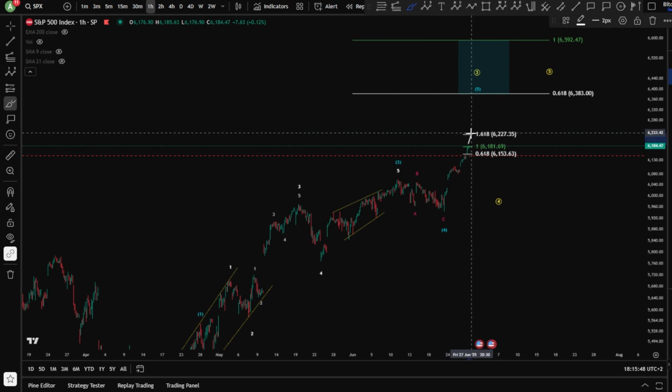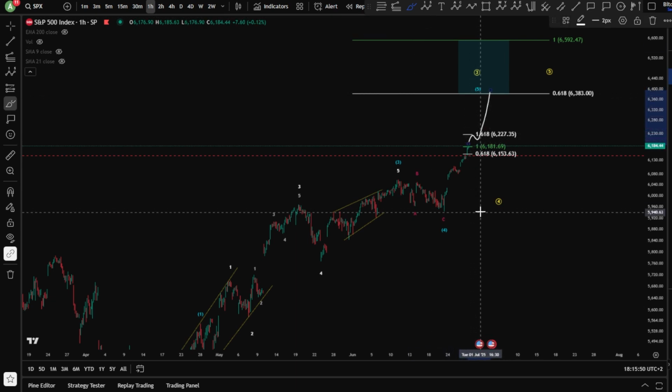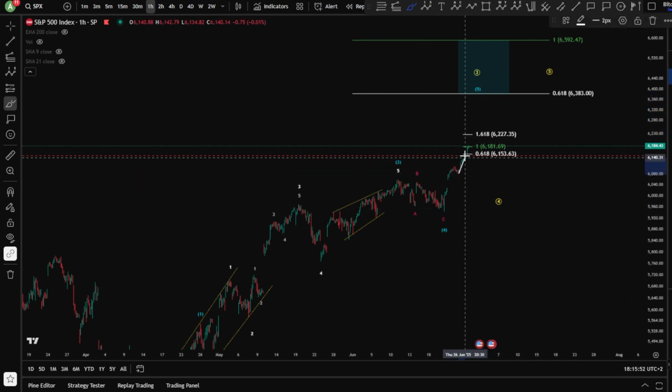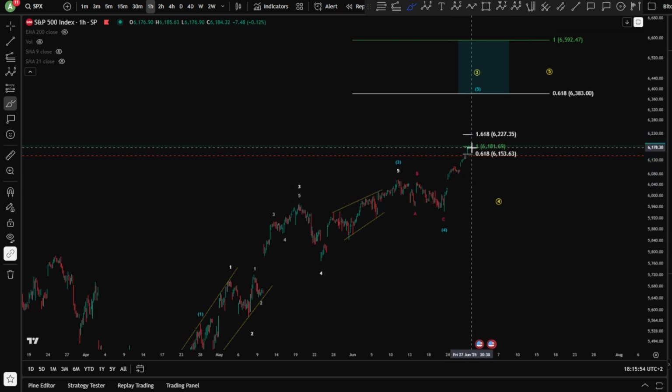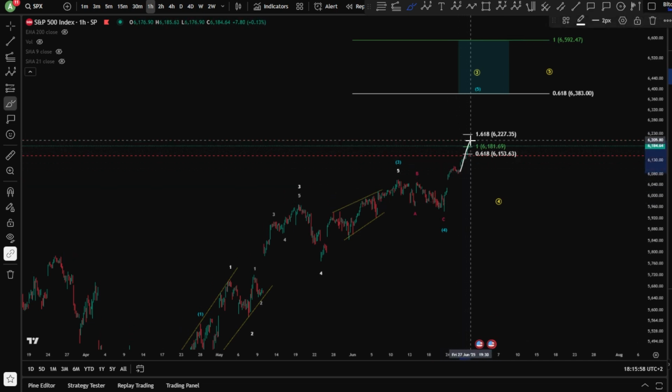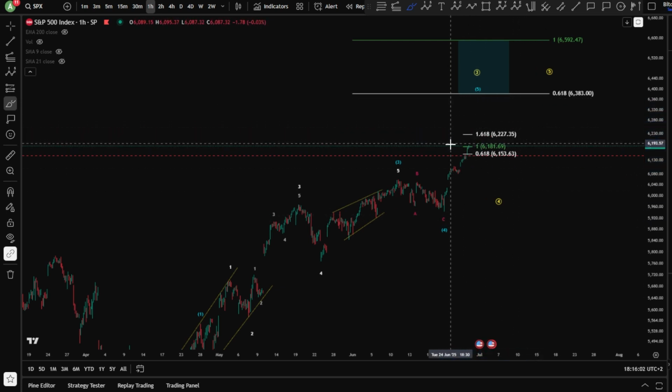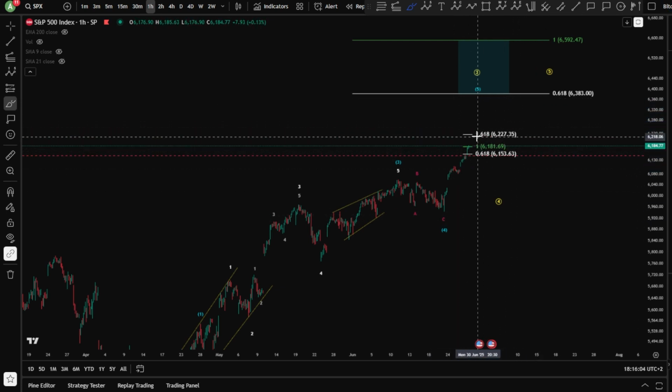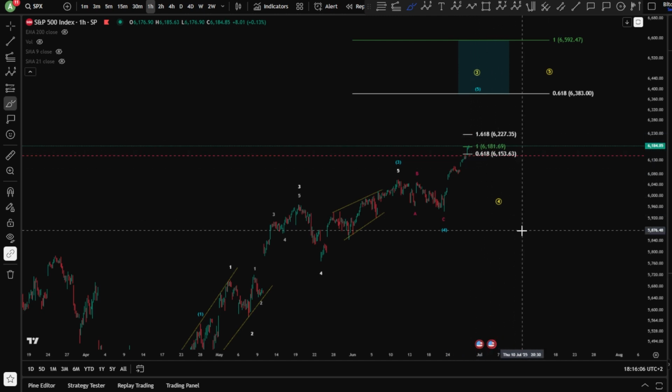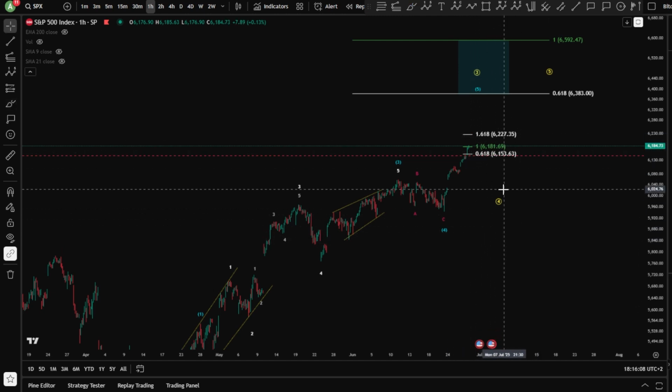We might get even a correction and another extension, because what is unfolding here is one wave 5, and we have double 1, 2 internally. So I would say 5, 4, 5 maybe can be. But let's watch first step by step. 6,227. Let's see the reaction, and then we take it again from there.